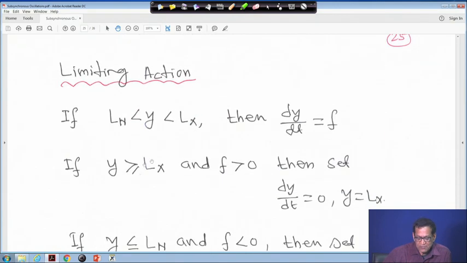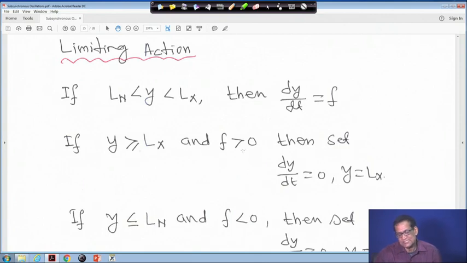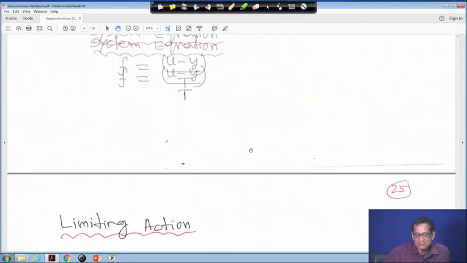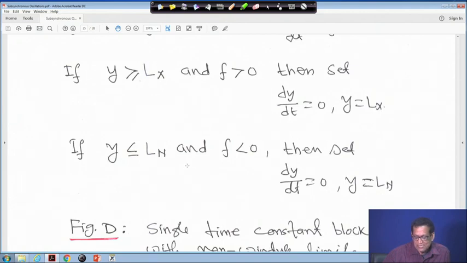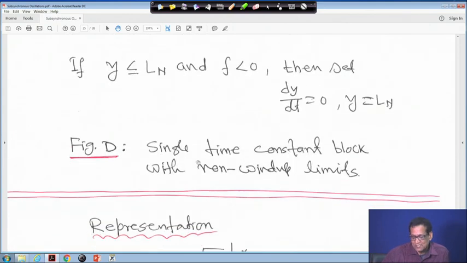Now, if y is greater than or equal to Lx and f is positive, that is greater than 0, then you set dy by dt equal to 0 and y equal to Lx, where f is u minus y by T. And similarly, if y is less than or equal to Ln and f is negative, then again you set dy by dt to 0 and y equal to Ln, that means you are restricting it. When you design this kind of limiter for your system, what kind of limiter you want depends on your system. So, this is a single time constant block with non-windup limits.